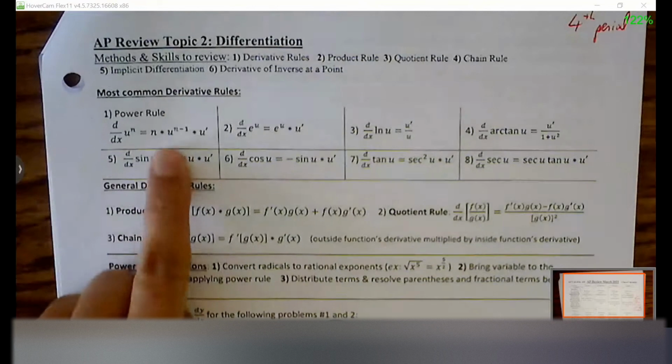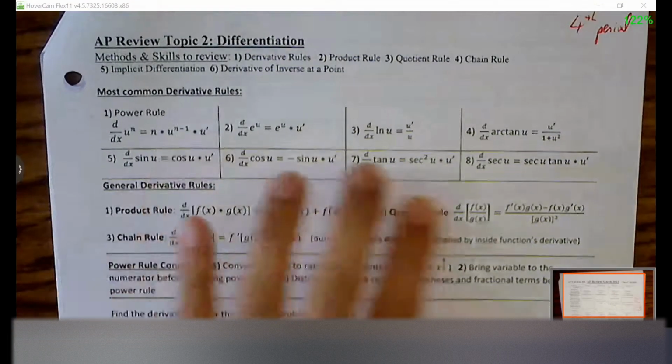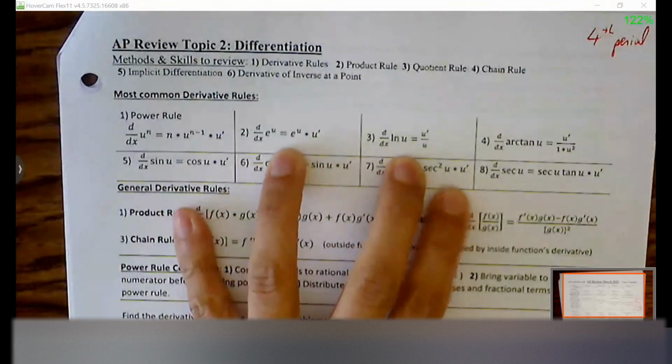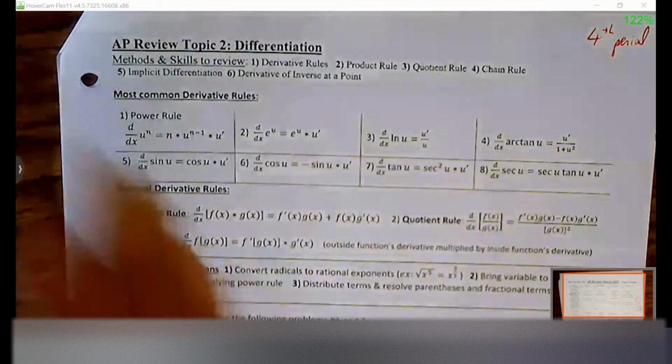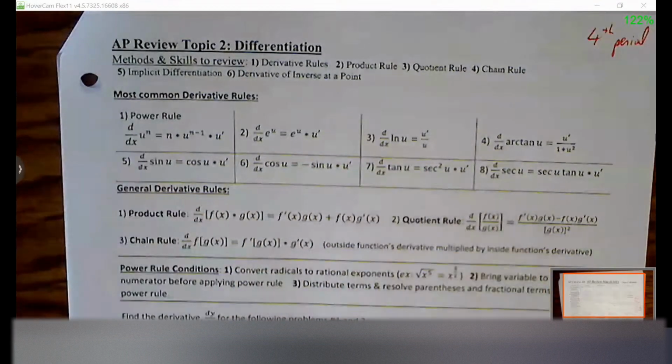So you definitely need to know power rule, right? That's guaranteed to show up. E to the u and natural log of u, those are very common as well. But chances are you're not going to see a to the u or log base a of u. Those are pretty rare. Or I don't know if I've seen it. Maybe a to the u, but I don't think I've seen log base a of u recently.